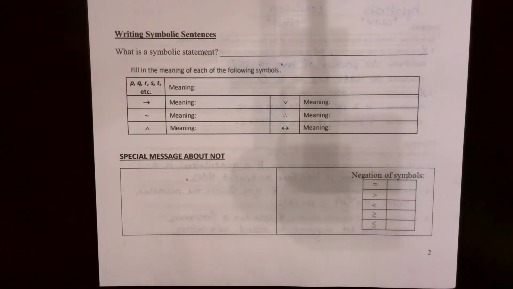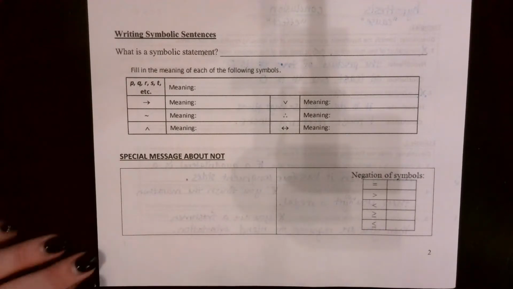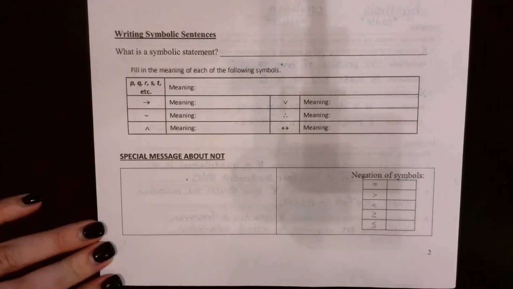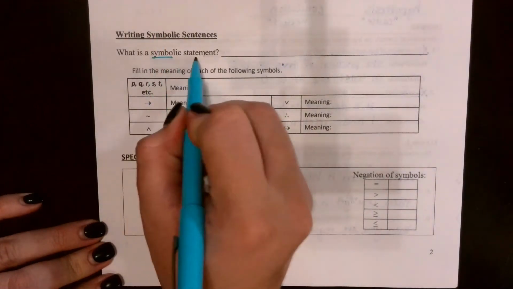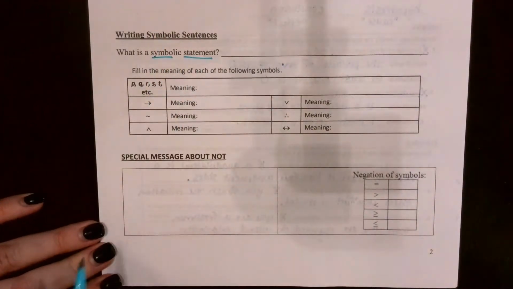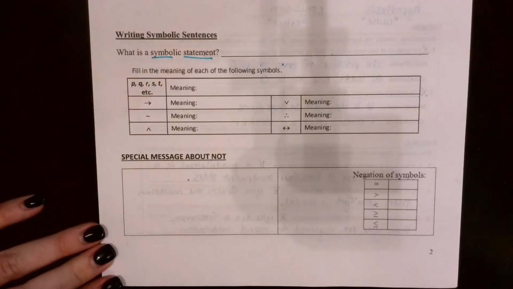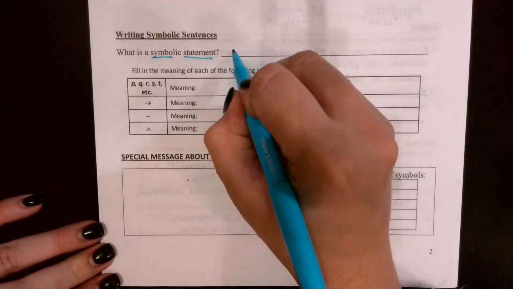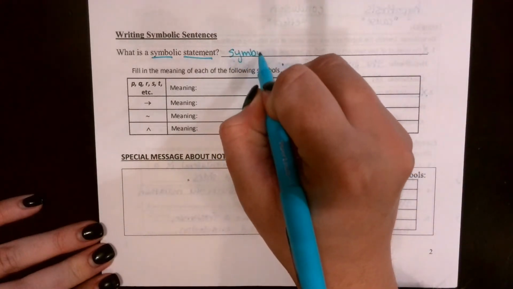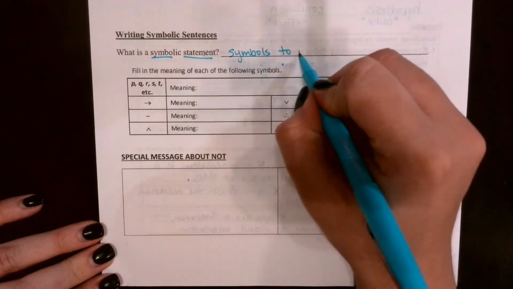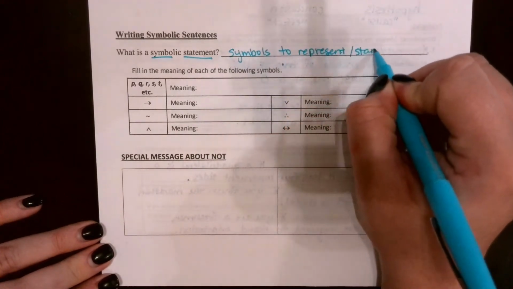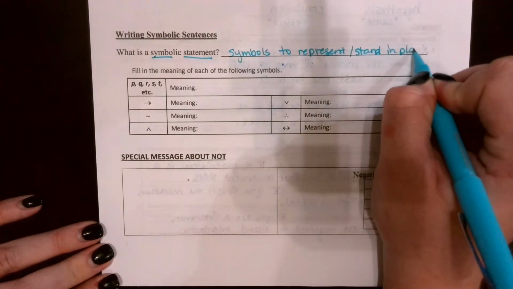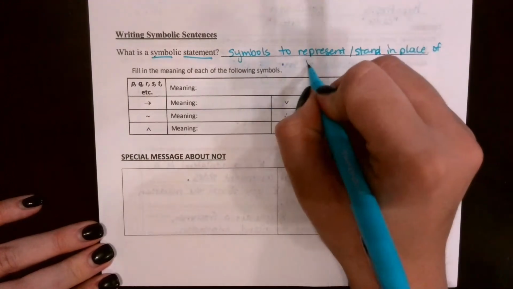Talking about symbolic statements. We've already seen how conditional statements could be written as a P implies Q statement. And the reason we like to use symbols when we talk about statements is because it can get kind of wordy when we're talking about lots of sentences, especially for us math people. And so a symbolic statement simply is using symbols to represent, kind of stand in place of, words or phrases.